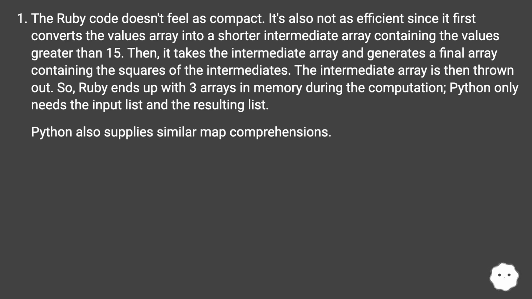It's also not as efficient since it first converts the values array into a shorter intermediate array containing the values greater than 15. Then, it takes the intermediate array and generates a final array containing the squares of the intermediates. The intermediate array is then thrown out. So, Ruby ends up with 3 arrays in memory during the computation. Python only needs the input list and the resulting list. Python also supplies similar map comprehensions.